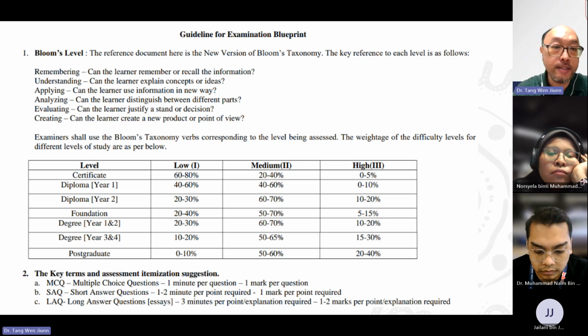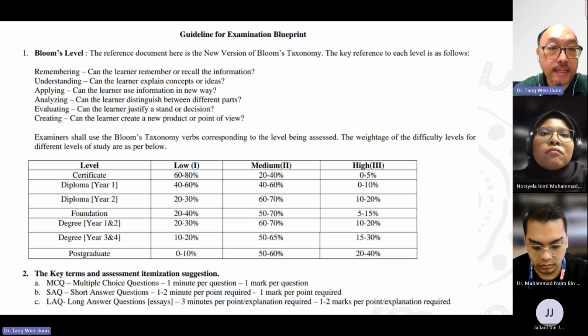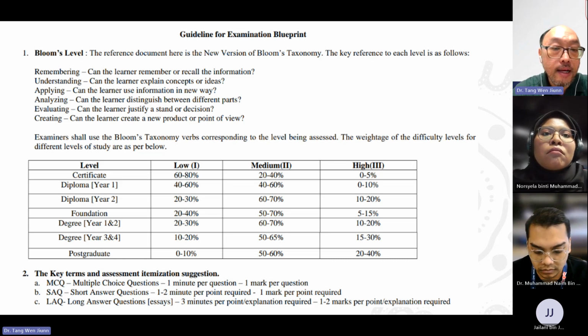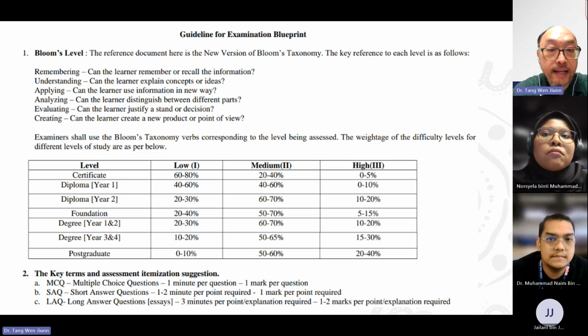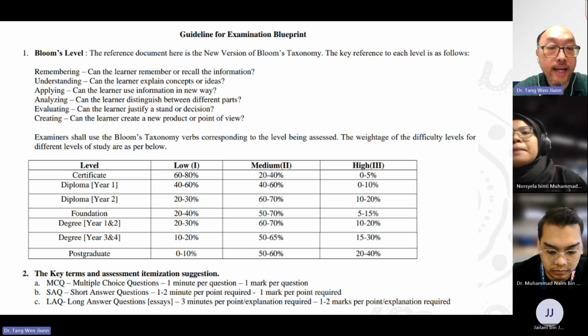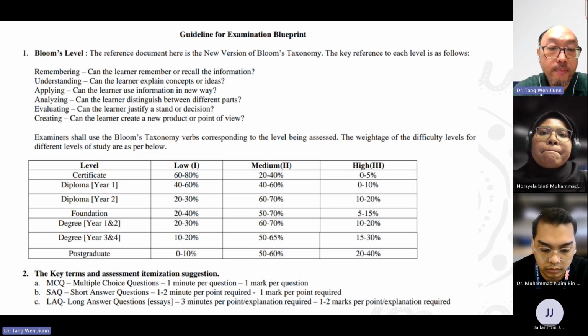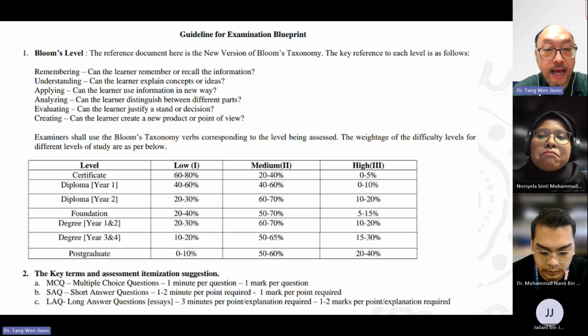Okay, then blueprints here. This one is a guideline for examination blueprints. It gives the general idea of how many percent we should set for the low, medium, and high. For example, if you are teaching certificate students, then you can set mostly on the low, 60 to 80%, and then another 20% on the medium. You can have 0 to 5% high.